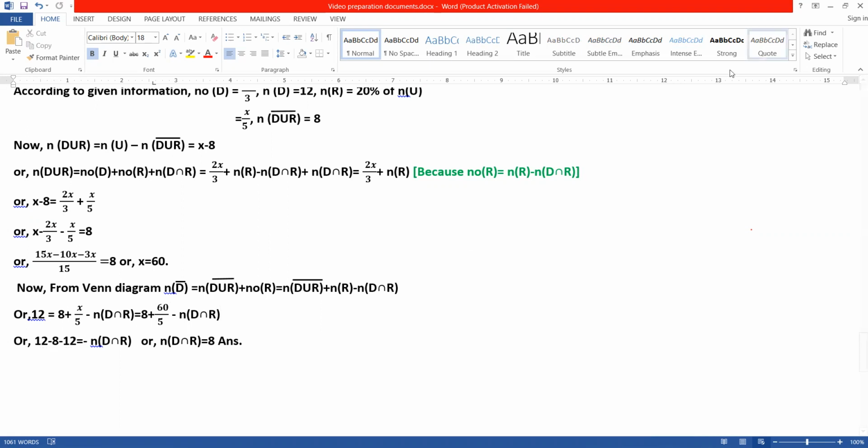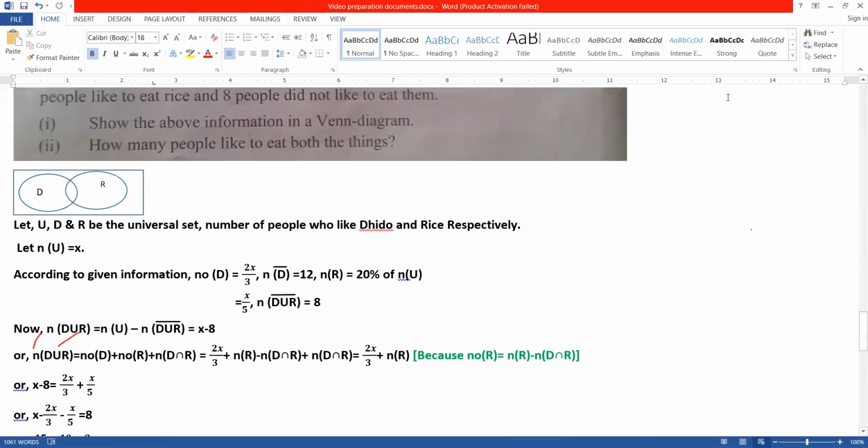We can cancel this 12 and minus 12. And then you can get the final answer, the intersection between the two sets, which was asked by the question. So with this, hope that you understood well. So this much only regarding this question.